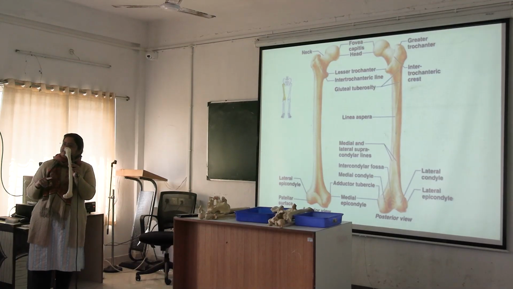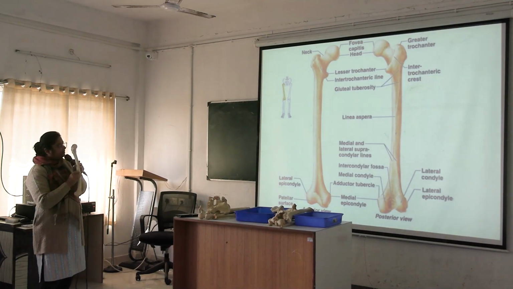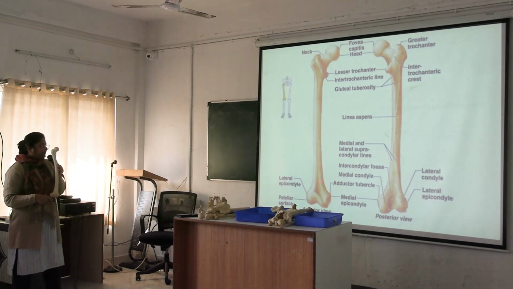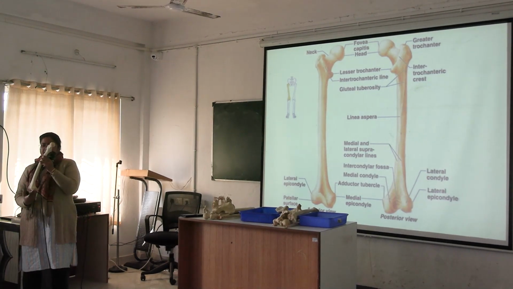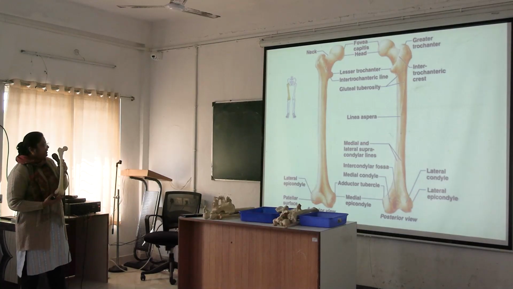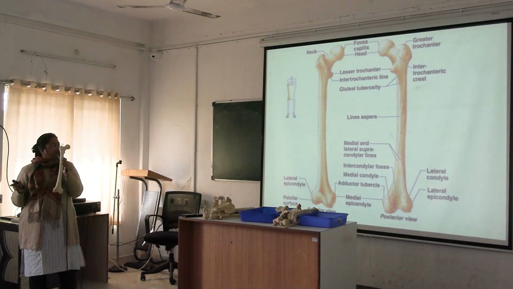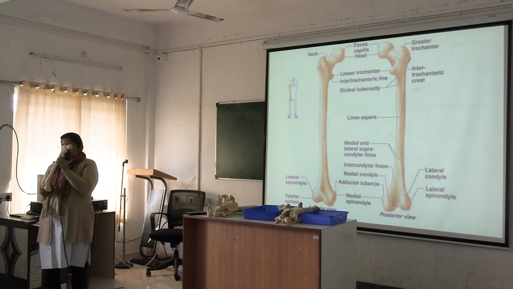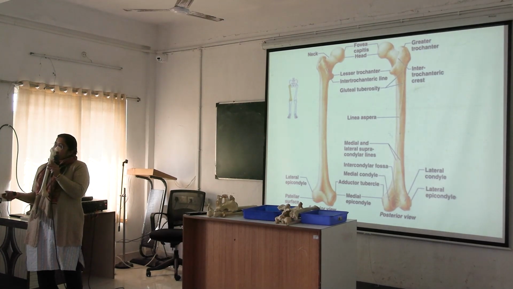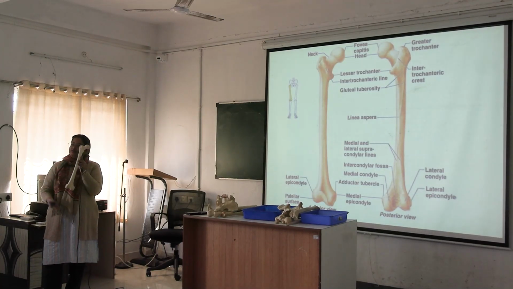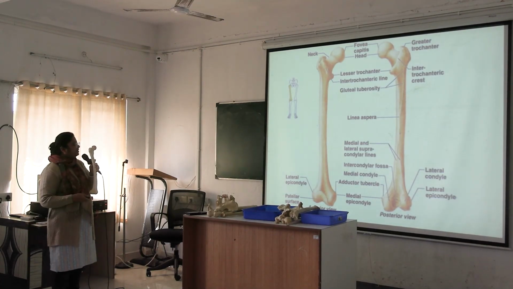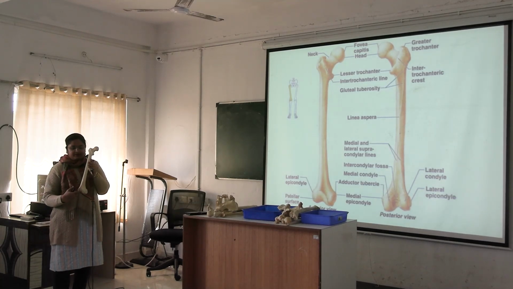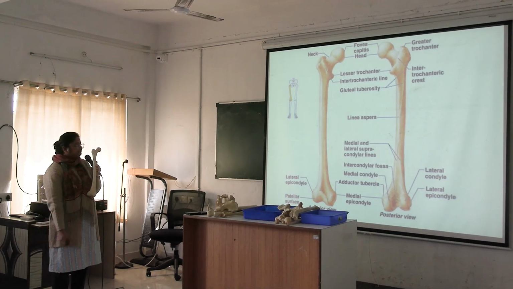You will be asked the attachments of the linea aspera, you must know. Okay, next, at the lower end two condyles are there, medial condyle and lateral condyle. Okay, and over the condyles, the most prominent point is the epicondyle. So this is laterally placed, so this is the lateral epicondyle, and here is the medial epicondyle. Okay, some ligaments are attached over these epicondyles, and the condyles will articulate with the tibial condyles to form the knee joint. And here is the patellar articular surface, it articulates with the patella.